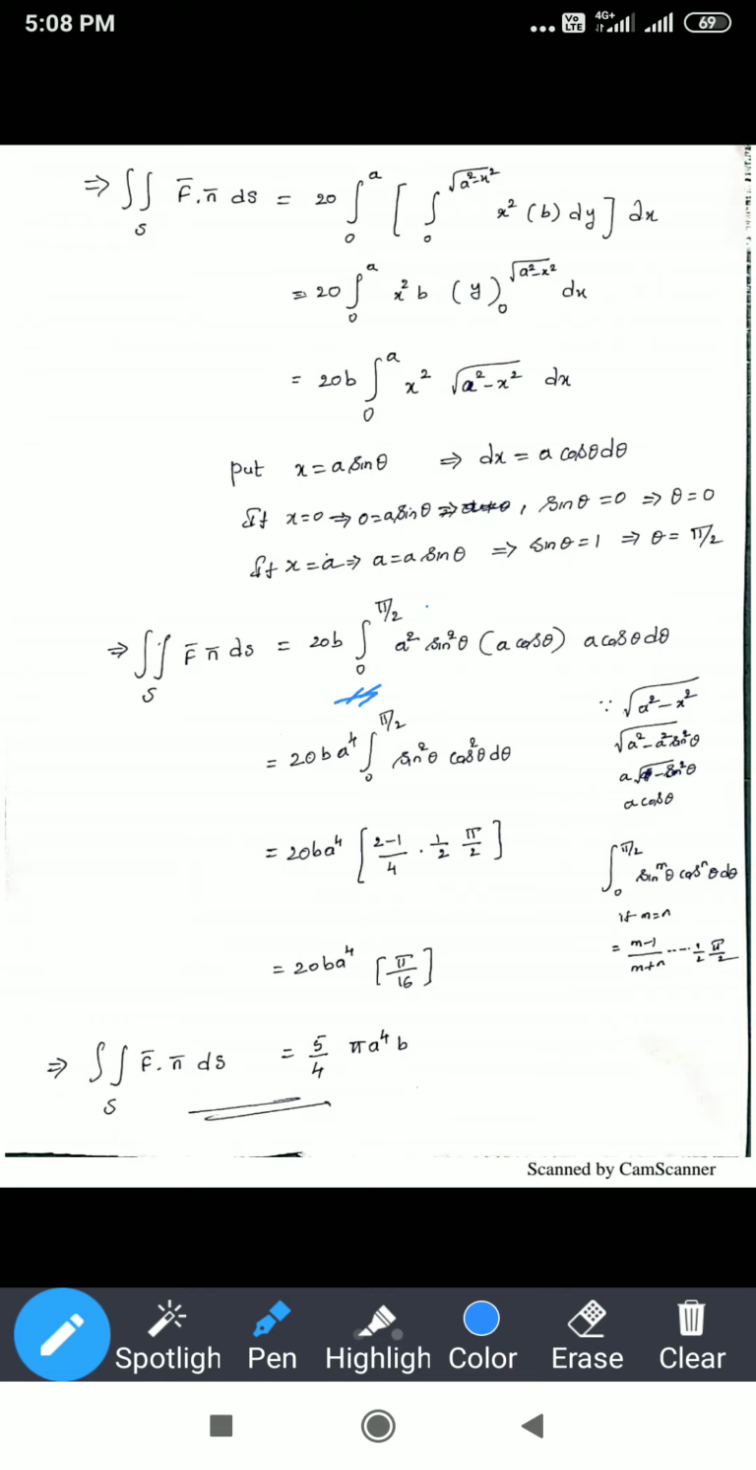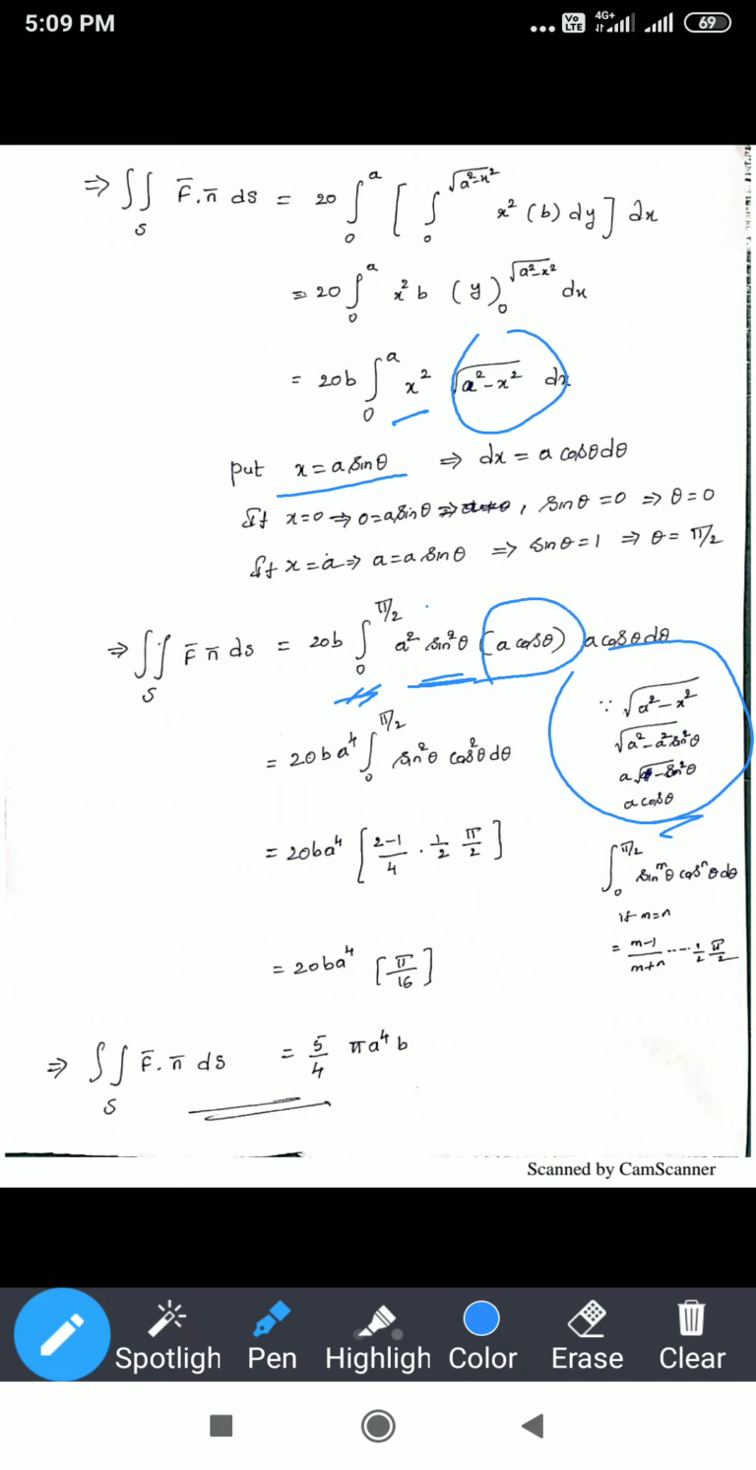This is the theta limits, and this is x square. You know that x is equal to a sine theta, so x square means a square sine square theta. And this calculation is here. Square root of a square minus x square means square root of a square minus a square sine square theta. So a square is a common term and it comes outside the square root: a into square root of 1 minus sine square theta. 1 minus sine square theta becomes cos square theta, and totally you got a cos theta.